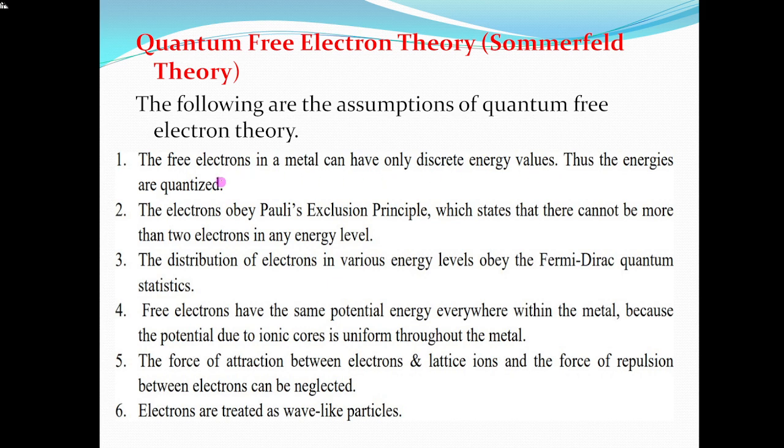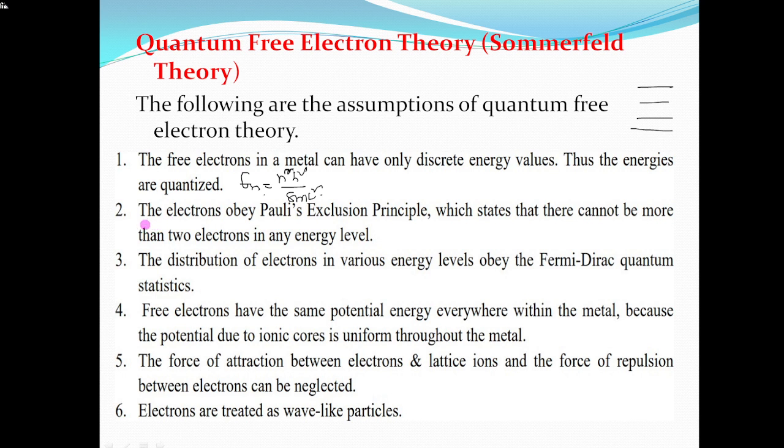So here the metal will be having discrete energy levels. Here energy is not continuous, it is discrete and energies are quantized. We have seen En is equal to n square h square by 8 m L square for a particle in a potential well. So energy is quantized and it has discrete energy levels.